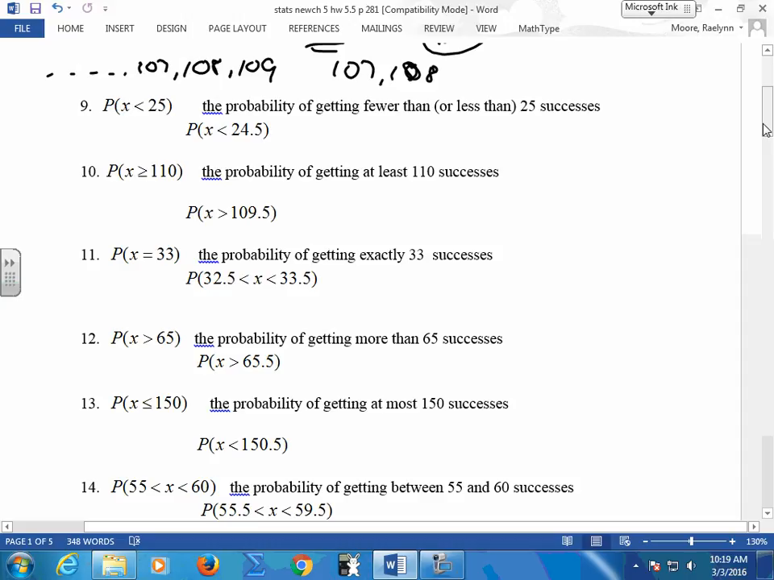And this one, they just took the opposite approach. They wanted you to put this in words the way you read it, and then correct it for continuity. So this is the probability that something is less than 25. Sometimes they say fewer than 25. And therefore, there would go 23, 24, less than 25. Take the last one, raise it up.